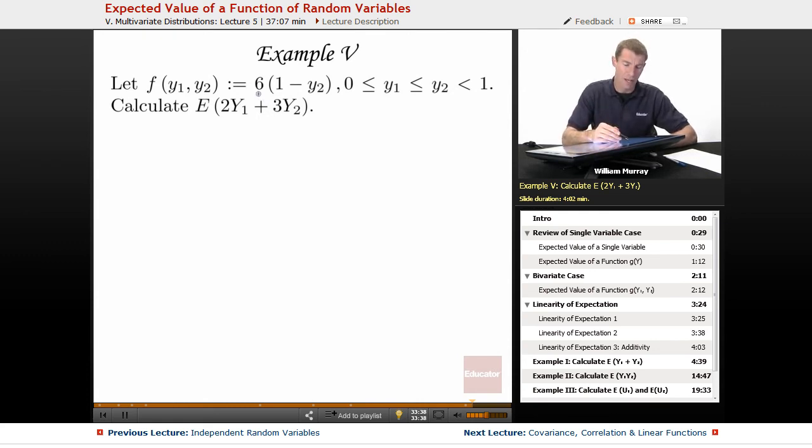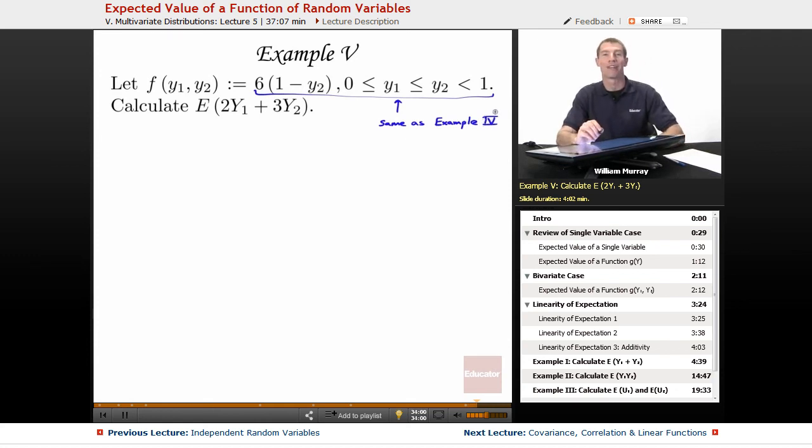We're given this same setup. F of y1, y2 is 6 times 1 minus y2, and then they've described a region for us. So let me just emphasize that that is all the same as example 4, and because of that, I'm not even going to try to graph it like I did with all the other examples. If you want my help working that out, just go back and watch example 4, and you'll see that that is carefully worked out, and I drew the graph and everything. In this case, we don't have to do that again because we're finding the expected value of 2y1 plus 3y2.